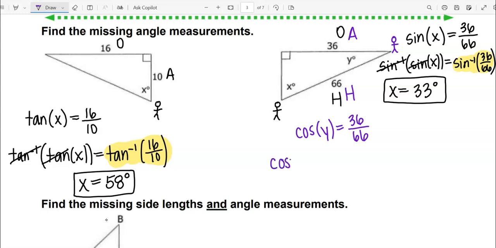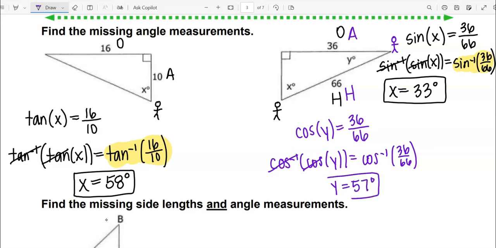So I see lots of good things happening. I see we took cosine inverse of both sides. So on the right side, you'll have cosine inverse of 36 over 66. Cosine inverse undoes cosine. And y is equal to what?